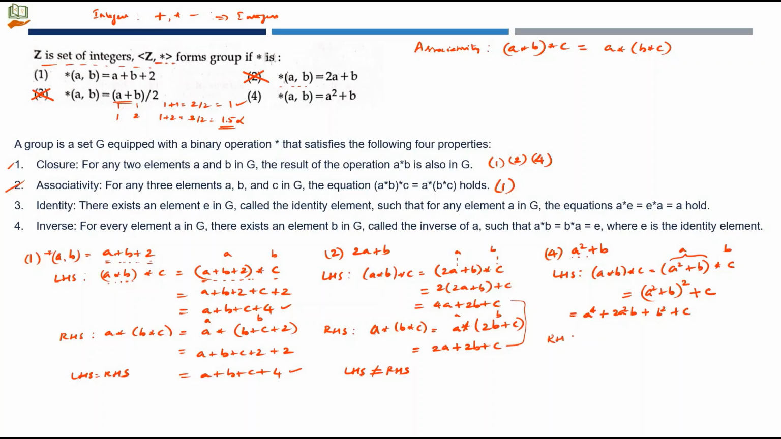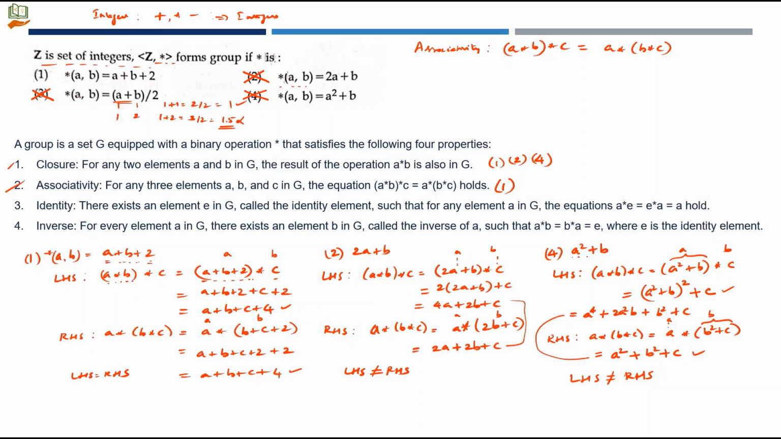Let's get into the right hand side, A into (B into C). Here we have A into (B square plus C). Now this is A and this complete expression is B. A square plus B has to be written as it is. So the B term is B square plus C here. This is the RHS. Just compare these two expressions. We can say LHS is not equal to RHS, which states that option 4 is also not holding the associative property.